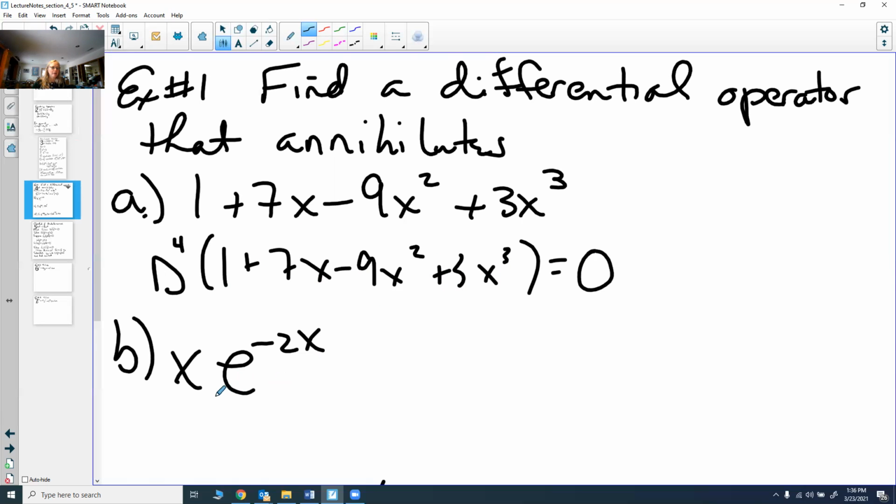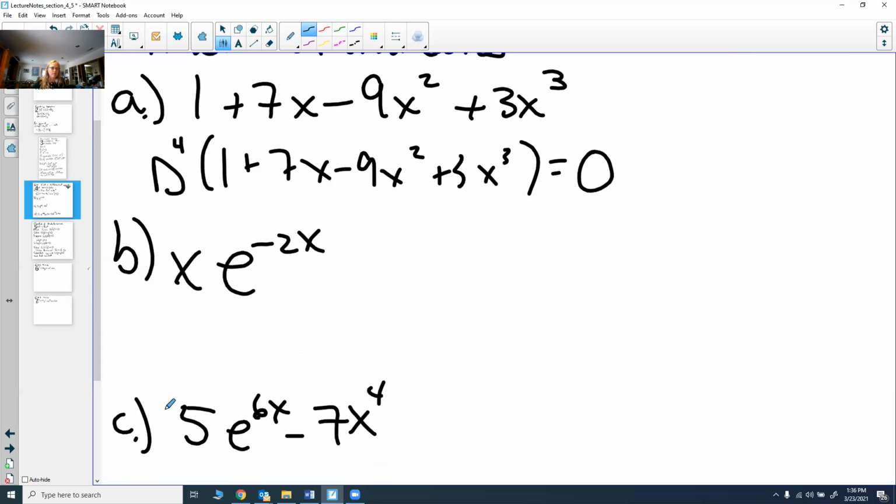Now let's try x e to the minus 2x. Again, this is one where we're going to have D minus alpha. Alpha is whatever is up in the exponential of your e. So it's whatever's being multiplied by the x. So in this case, it's a minus 2. So instead of being D minus a negative 2, it's just D plus 2. We'll annihilate x e to the minus 2x.